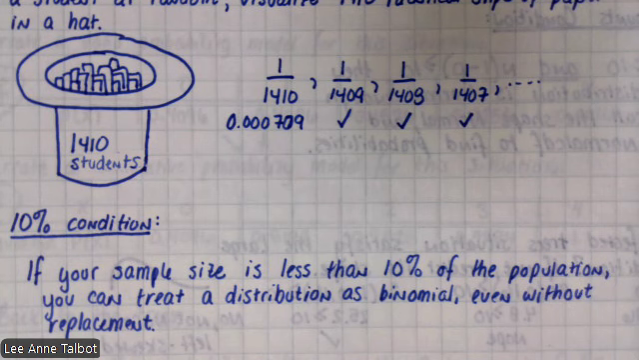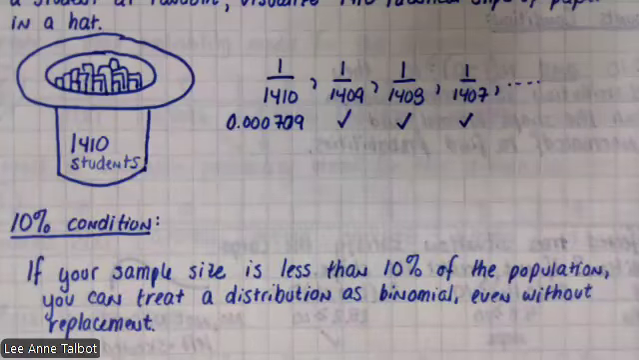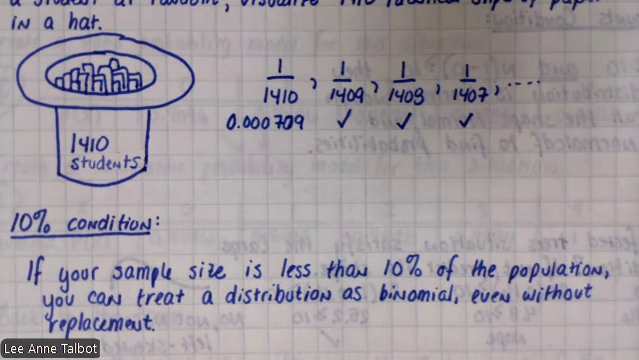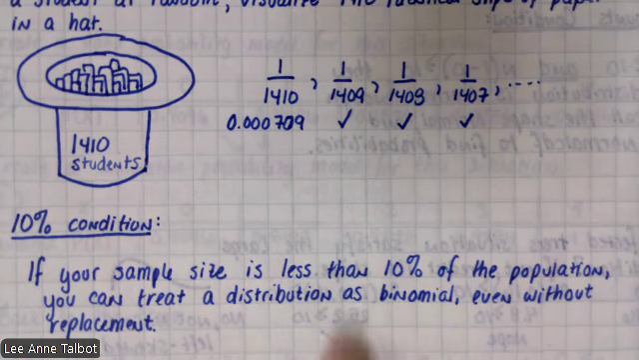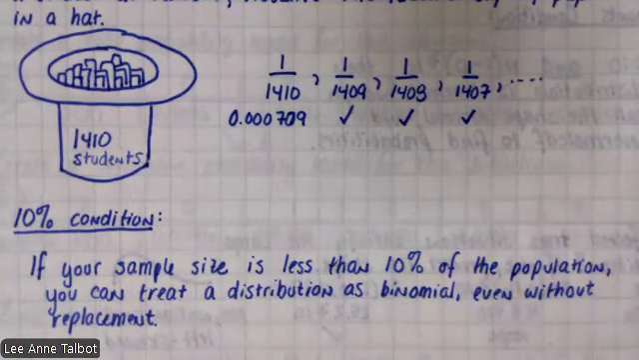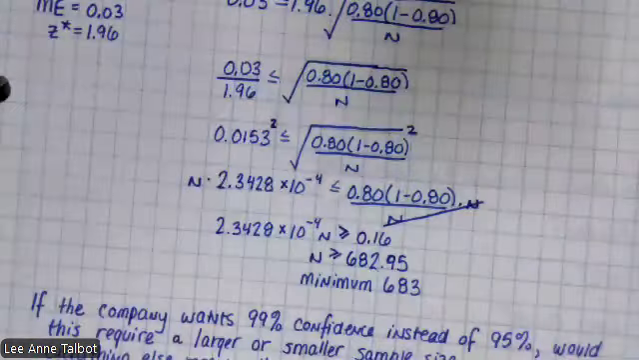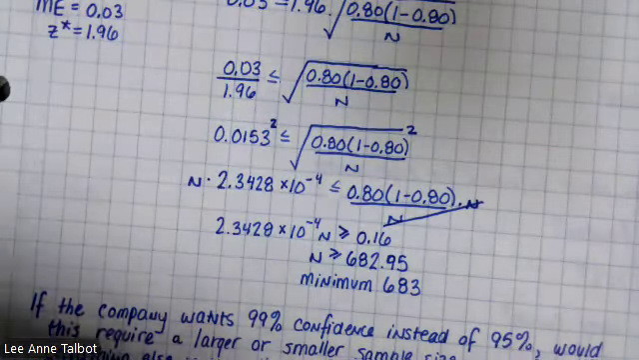Did somebody know it? Okay, this has to do with the 10% condition. Remember that was the hat that had every person in Benicia High School's name on it. And we said, well, the probability of selecting 1 out of 1410 is really not that different from selecting 1 out of 1409, 1 out of 1408, 1 out of 1407. It's totally fine up until you get up to 10% of the population. If your sample size is less than 10% of the population, you can treat a distribution as binomial even without replacement.